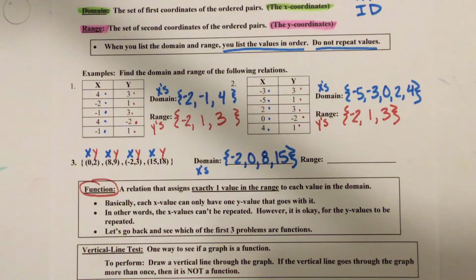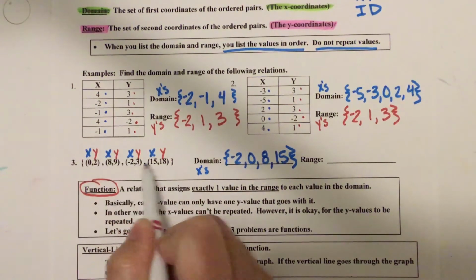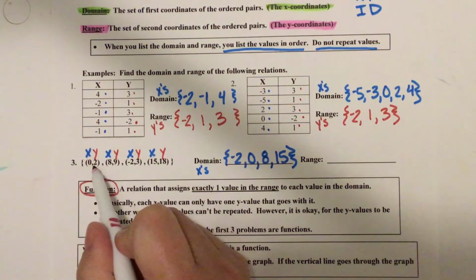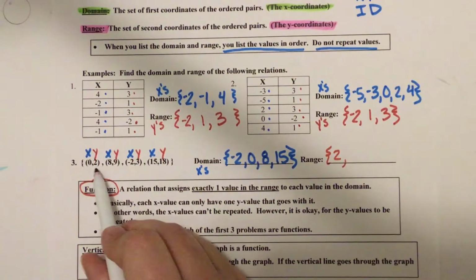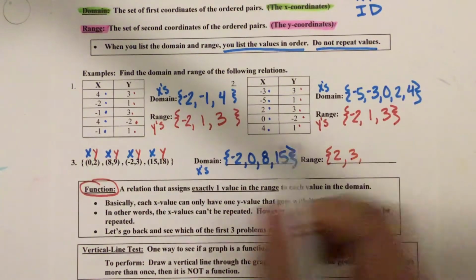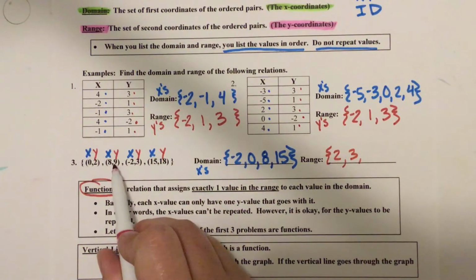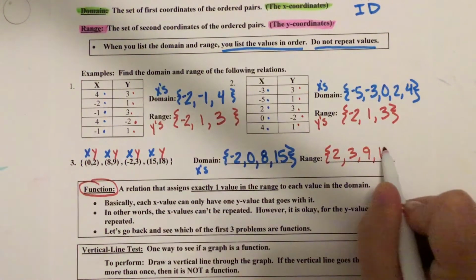Okay, my range, these are my Y's. So I'm looking at the second numbers. So first I'm going to look for the smallest one there is, and it's a 2. The next smallest Y that I have going on is a 3. My next smallest Y, a 9. And the biggest of them all, 18.